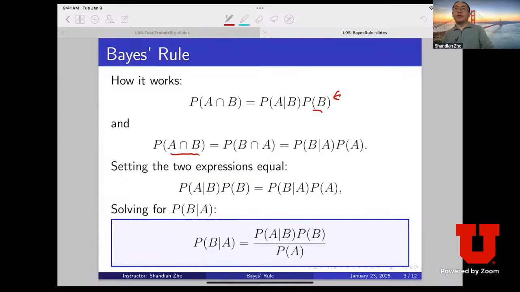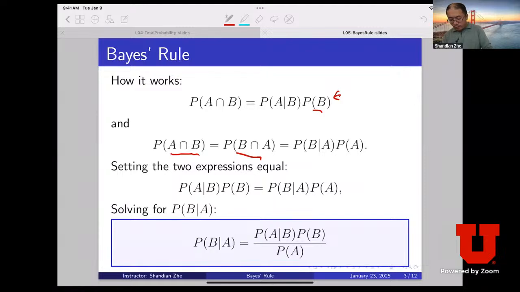Why is the probability of A intersection B the same as the probability of B intersection A? Remember, this is the law for sets. If you switch the order of the sets during the intersection, it doesn't change. A similar rule applies to union.